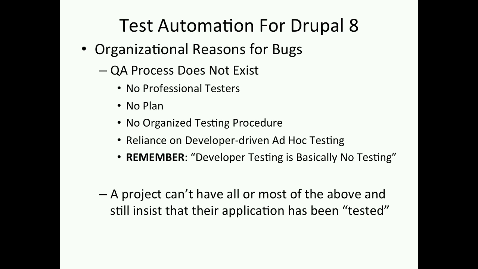I found very often a QA process doesn't exist, meaning that there are no professional testers or just no one dedicated to really looking for bugs. You have people dedicated, of course, to coding, but no one dedicated to finding the bugs. And often there's no plan. There has to be a plan. There has to be some way. And in the other case, there are no procedures. There is no process. You have to have some kind of process.